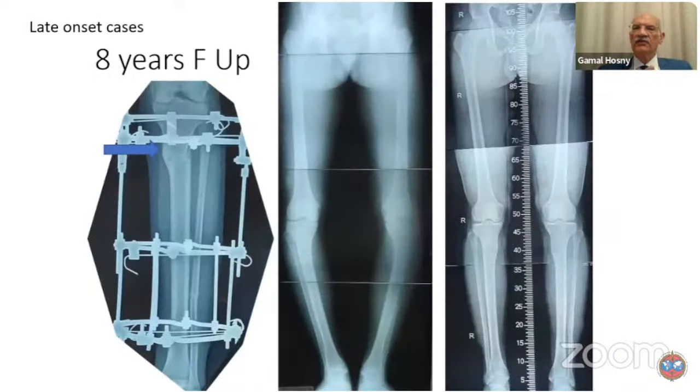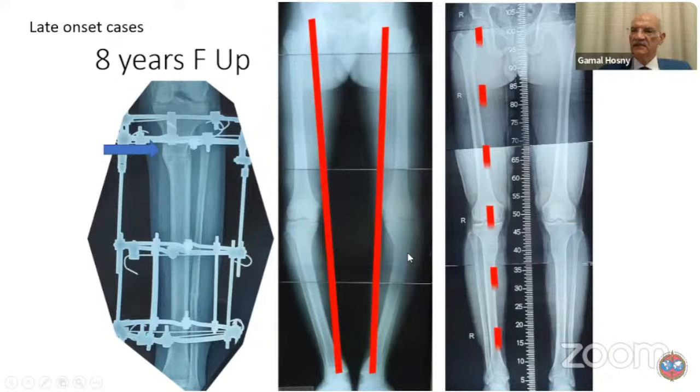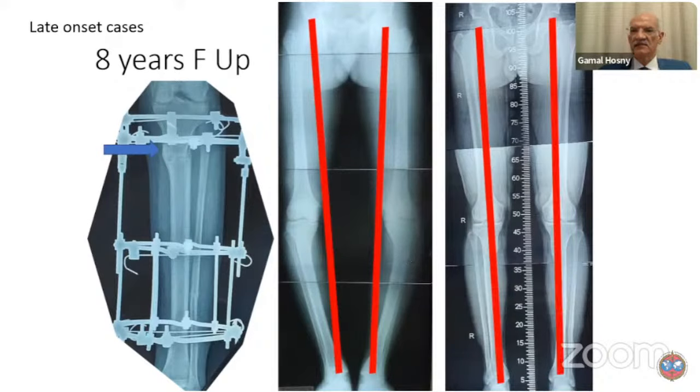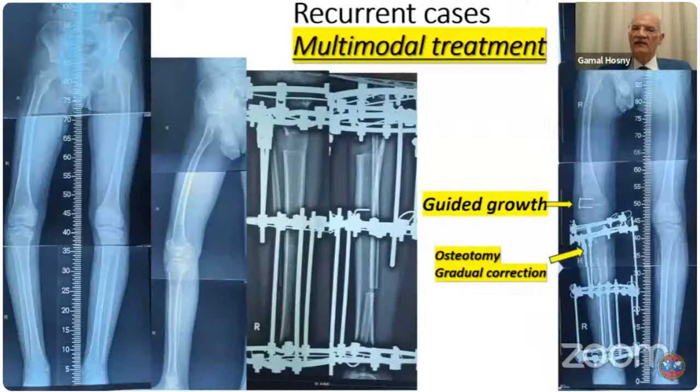Are we going to treat the patient unimodal, one thing, like this late onset case, just an osteotomy, and this is 8 years follow-up, correction of the axis, this is unimodal, or multimodal? Because you have other things to treat. You have a femoral deformity, you have a tibial deformity, you have a laxity of the ligaments. So you can use unimodal or multimodal treatment.